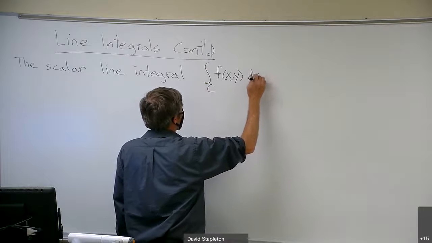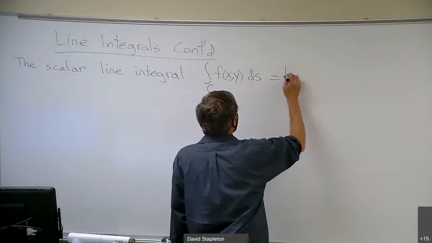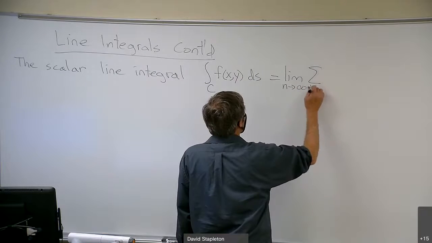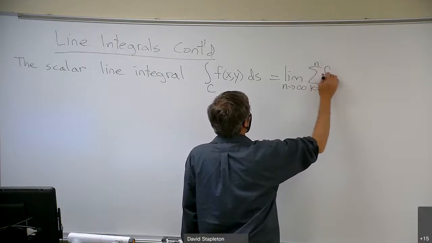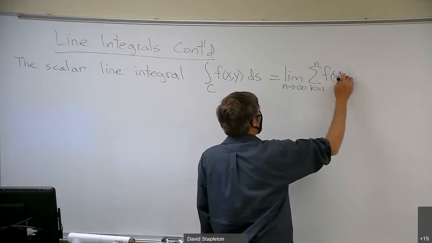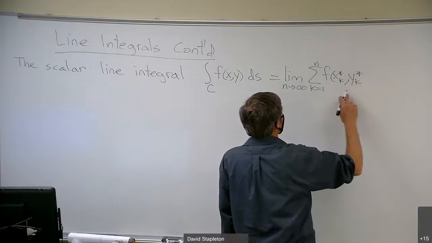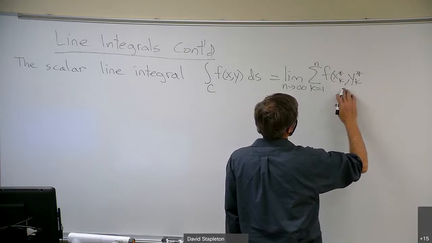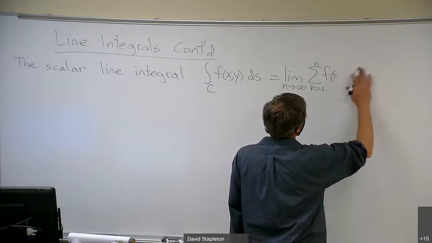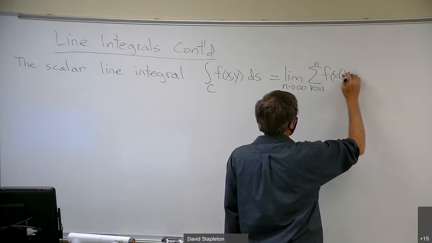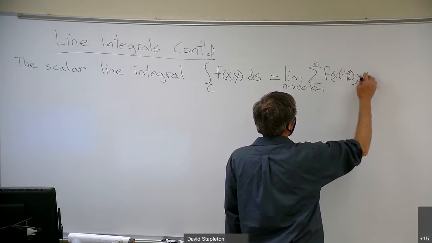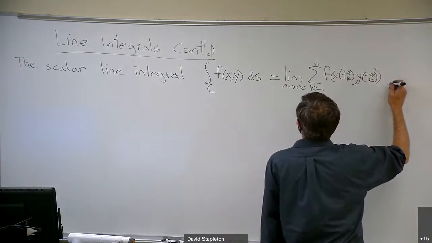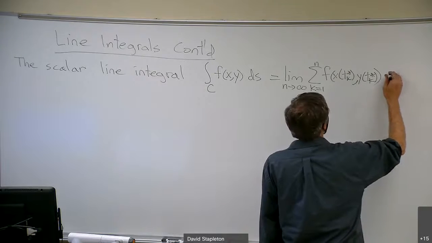The integral along C of f(x, y) ds means the limit as the number of increments goes to infinity of the sum, k equals 1 to n, of f(xk star, yk star), any point along the kth segment, which we can also write this way just to be more explicit, f(x(tk star), y(tk star)), where xk star, yk star is that point, times delta sk.